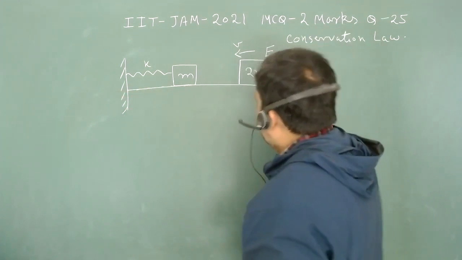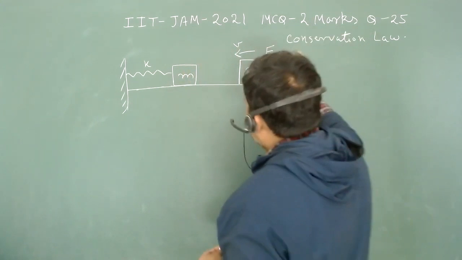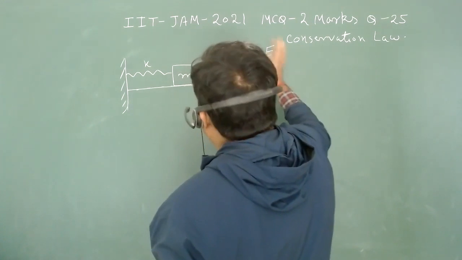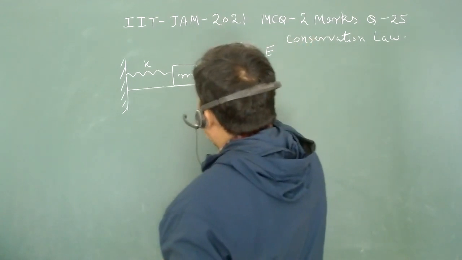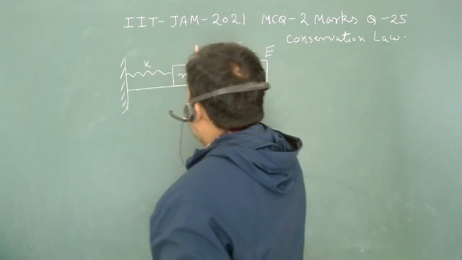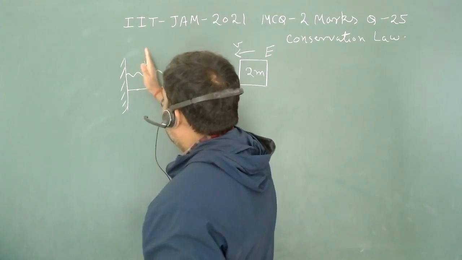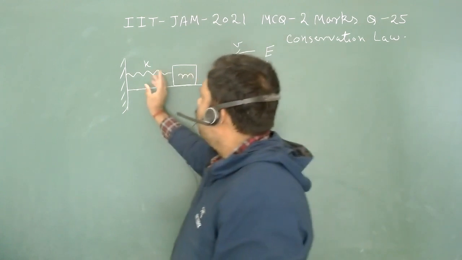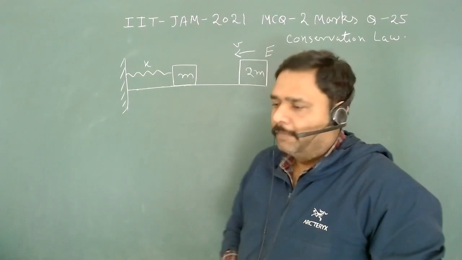So obviously it is moving with constant momentum also. Once it is moving with constant momentum and constant energy, the total energy is nothing but the kinetic energy. It is moving towards the left, and finally it collides with the small mass m, and both move together. After that, we have to calculate the maximum compression of this particular spring. So it's quite a simple problem.